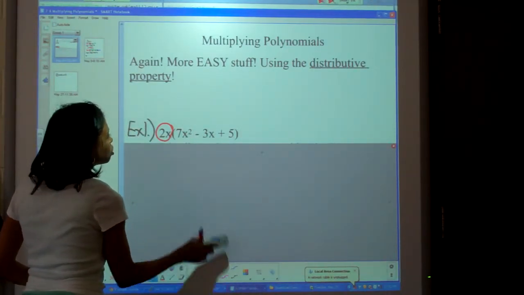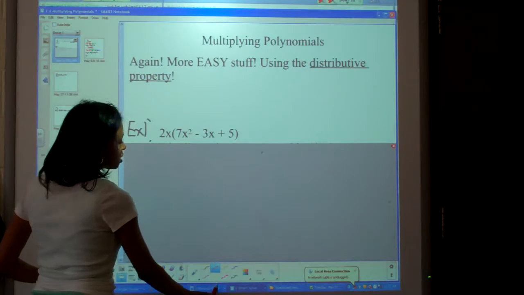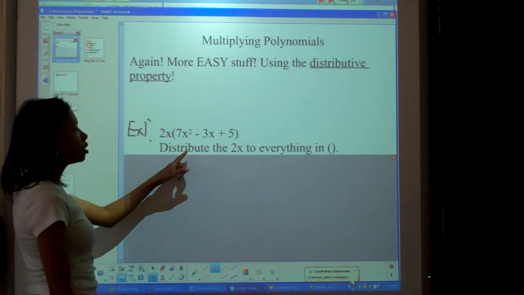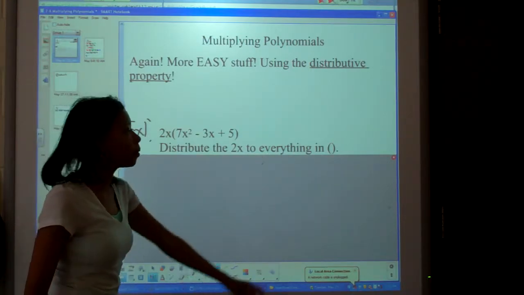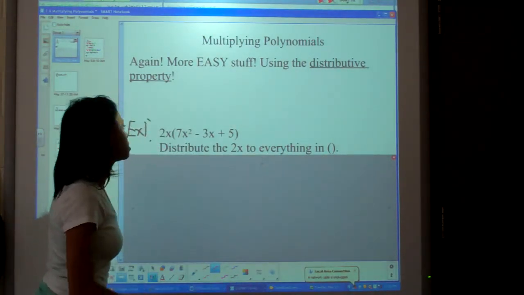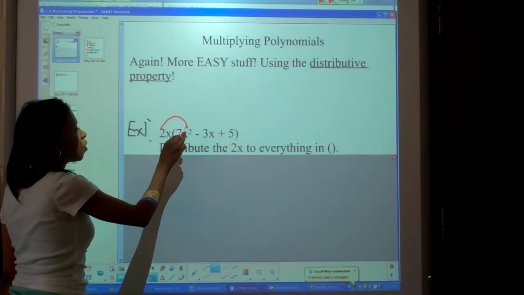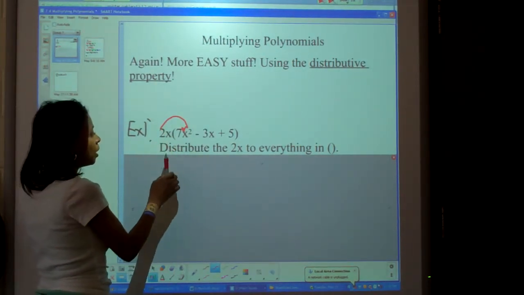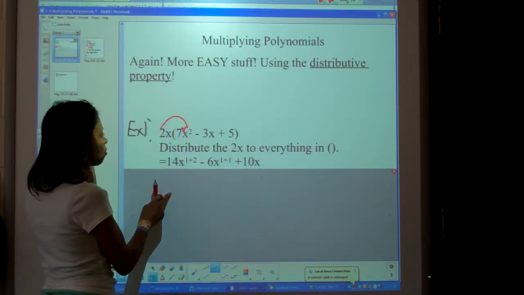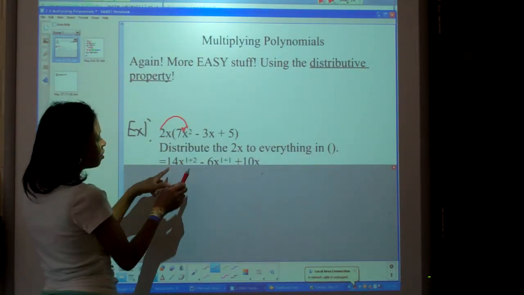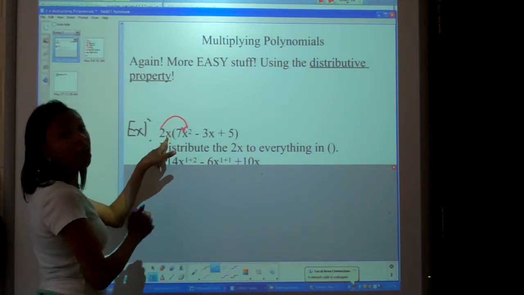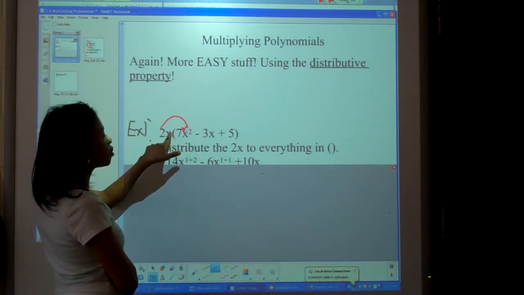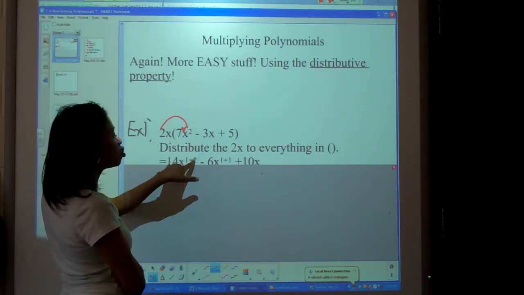So here we are with our 2x being multiplied by this term, 7x squared minus 3x plus 5. And the rule says to distribute the 2x to everything in the parentheses. So we did this before. 2x times 7x squared. And that's going to be 2 times 7 is the 14. And then because we're multiplying, we add the exponents. This is x to the first power, so this is going to be to the 1 plus 2 power.